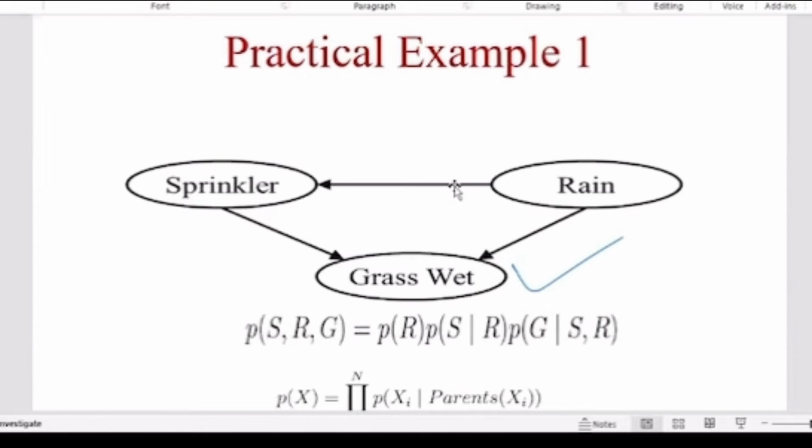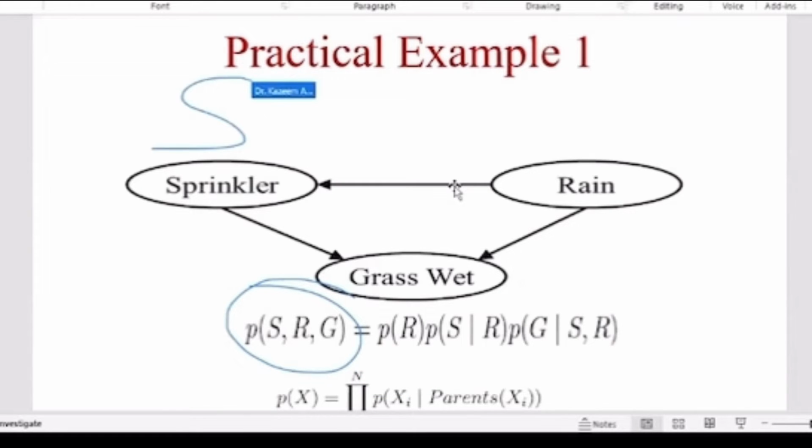Okay, now if I'm interested in getting the probabilistic occurrence, like if I want to figure out the probability of the joint occurrence of these three events, where S, the sprinkler, is X, this is R, and this is G. What I actually want to do is figure out the probability of the joint occurrence of the three events. Because let me tell you this, there's a possibility the three events can happen at the same time.